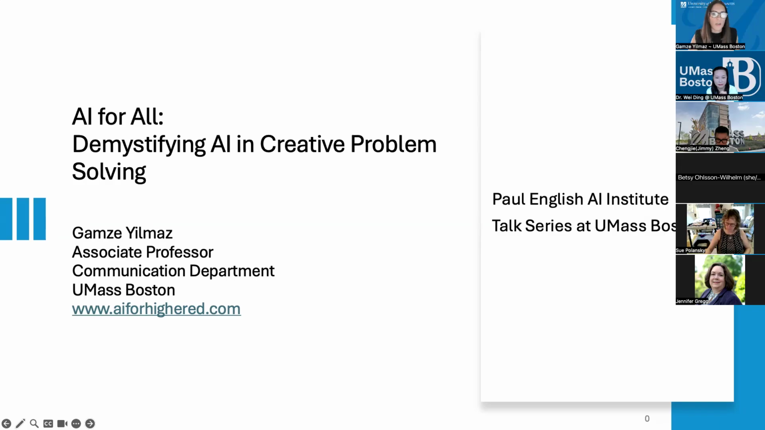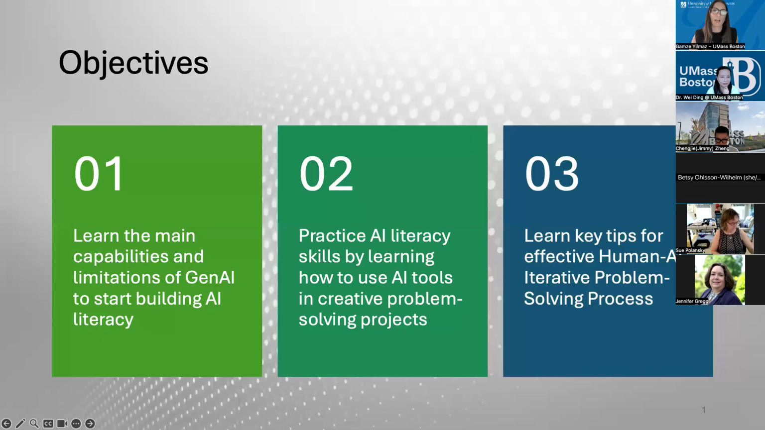There is a lot to cover about AI, but for today's talk, I wanted to set three objectives. The first objective is to learn the capabilities and limitations of generative AI so we can start building AI literacy. The second is practicing AI literacy skills by learning how to use AI tools in creative problem-solving projects. And finally, to learn some key tips or guidelines for an effective human-AI iterative problem-solving process.